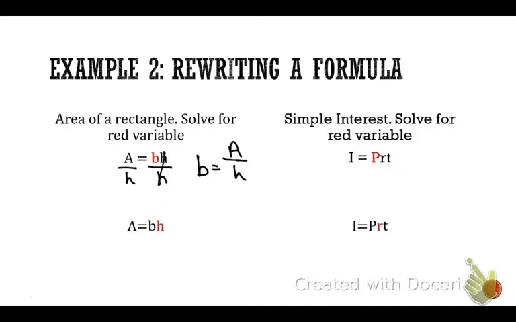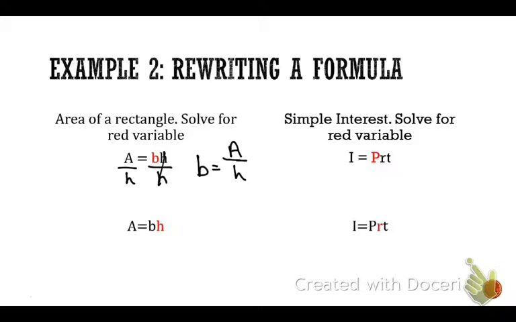Okay, what does this mean? To solve for the base, I would take my area and divide it by the height. That's all I'm doing. So if I needed to solve for base and I knew my area and I knew my height, area divided by height gives me base. That's all I'm doing here.